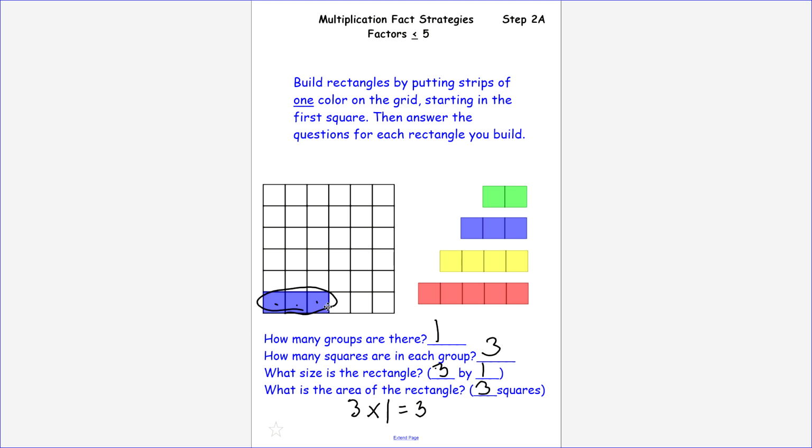The commutative property of multiplication tells us that we can change the order of the factors. So if I take this rectangle and turn it on its side, I now have a 1 by 3, but the area didn't change. So I also know that 1 times 3 equals 3. I now know 2 more benchmark facts. 3 times 1 equals 3, and 1 times 3 equals 3.